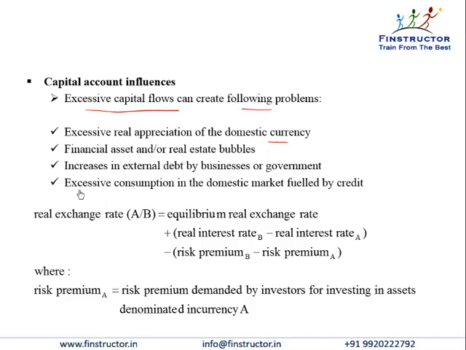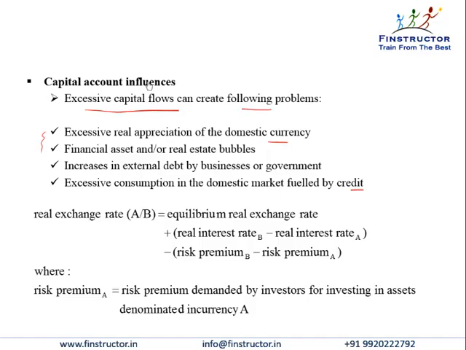And finally, it may fuel excessive consumption in the domestic market because there is easy availability of credit. So people may become more prodigal in their lifestyle. They may just spend more even though they don't have the resources or they don't have jobs to support their level of spending, because easy credit is available. So excessive capital account inflows can create problems.